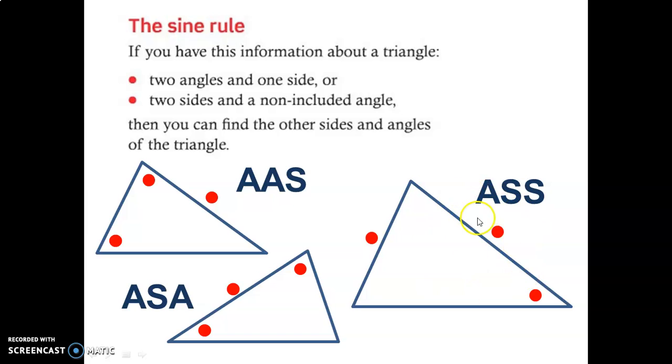And we already saw this kind of triangle in the last lesson. When we have an ASS triangle, it leads us to what is called the ambiguous case, and there can actually be 2 possible triangles there, or 1 or 0, but often 2 triangles that meet that condition. All right, so that's the sine rule.